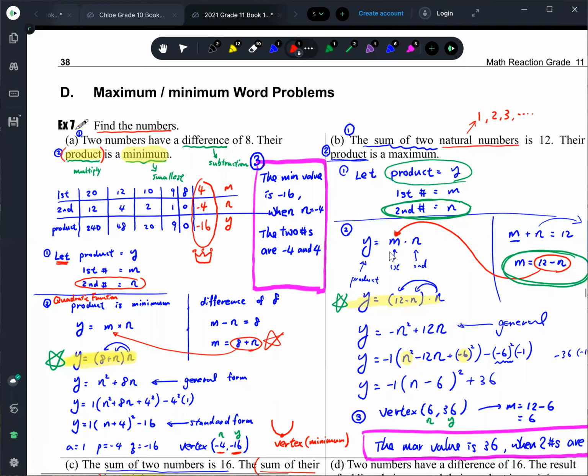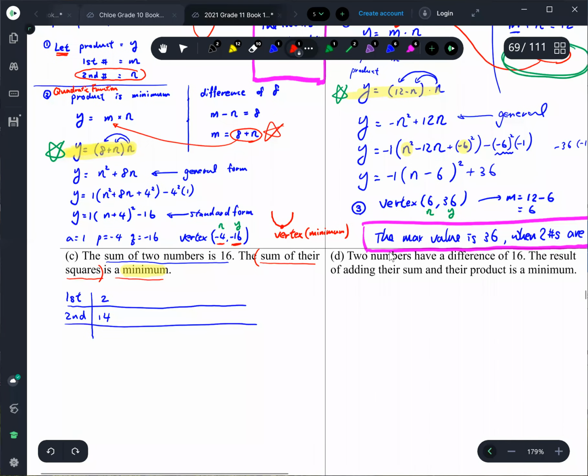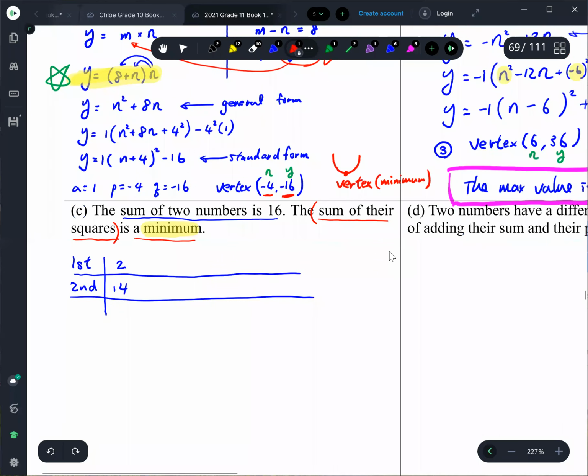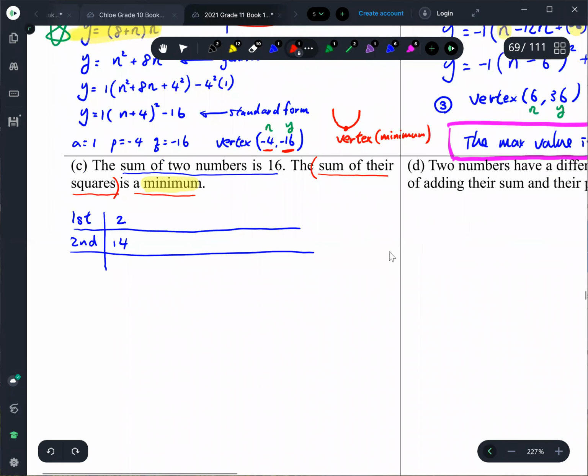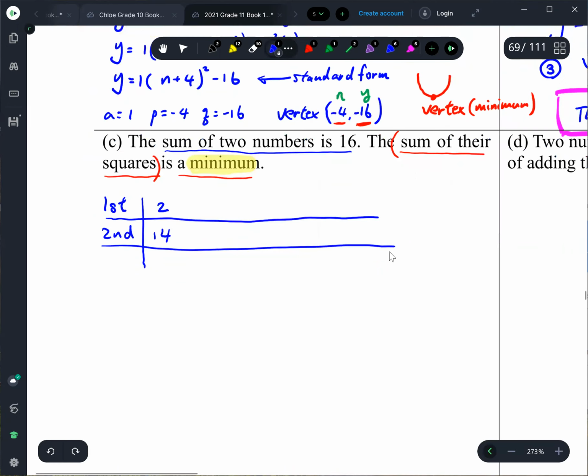The thing you want to make maximum is just the product. Both A and B are only referring to product. For question C, the thing you want to make minimum is not just the product, it's the sum of their square. So in your table, you need to write sum of their squares.